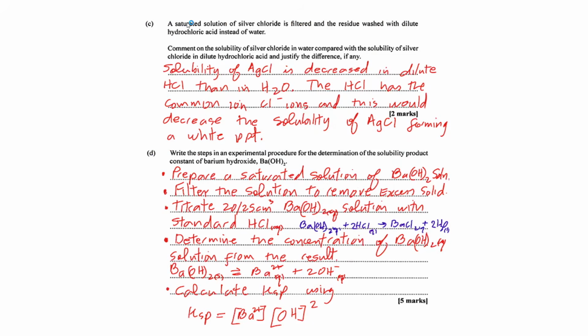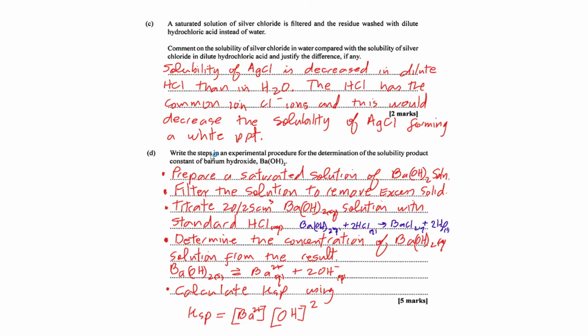Part C. A saturated solution of silver chloride is filtered and the residue washed with dilute hydrochloric acid instead of water. Comment on the solubility of silver chloride in water compared with the solubility of silver chloride in dilute hydrochloric acid, and justify the difference, if any. The solubility of silver chloride is decreased in dilute hydrochloric acid than in water. The hydrochloric acid has the common ion Cl- ions, and this would decrease the solubility of silver chloride, forming a white precipitate. So this is dealing with the common ion effect.